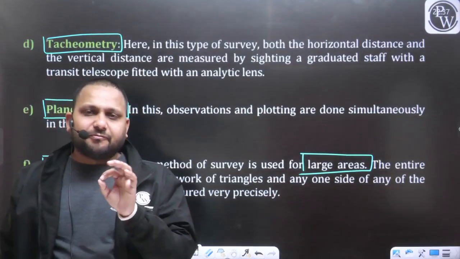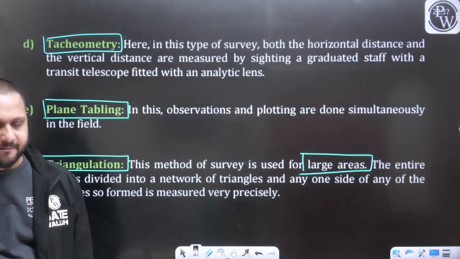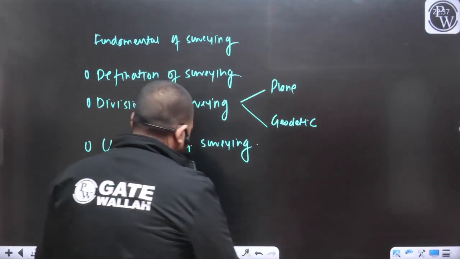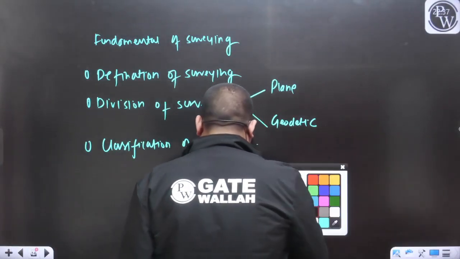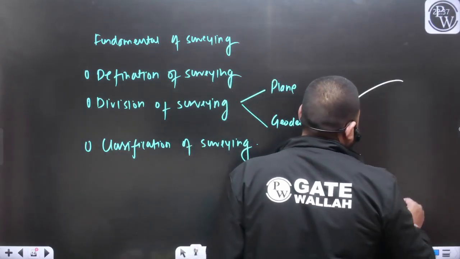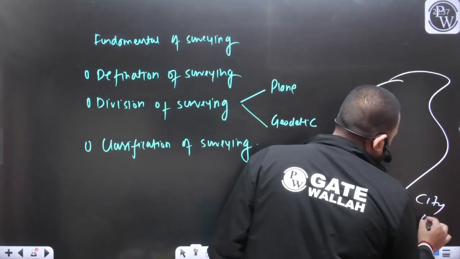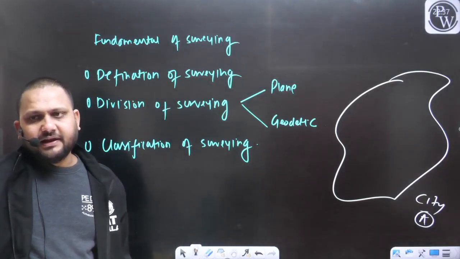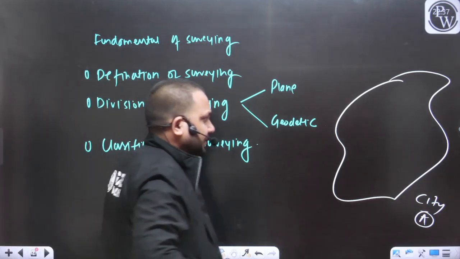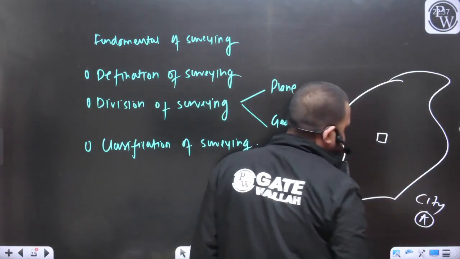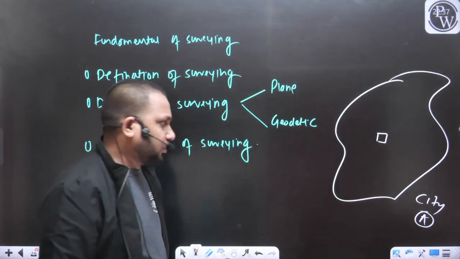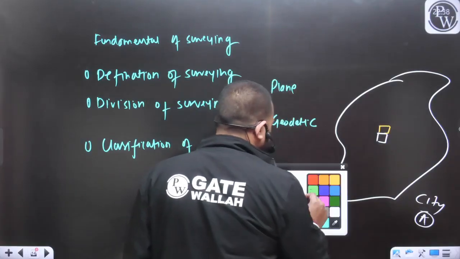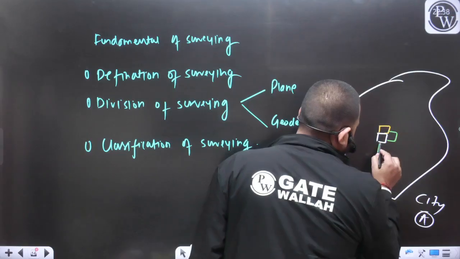Cadastral survey deals with locating the boundary or the property line. So let's say there is a large area like this. Let's say this is any city A, and in this city, this is your house. This is my house. This is another house. Something like this.